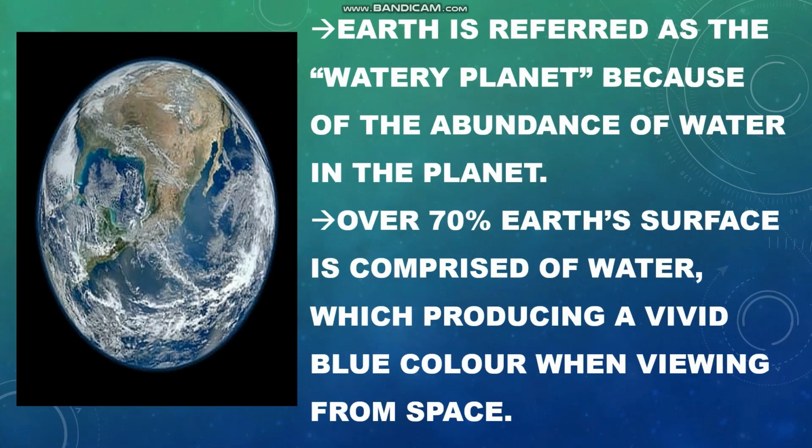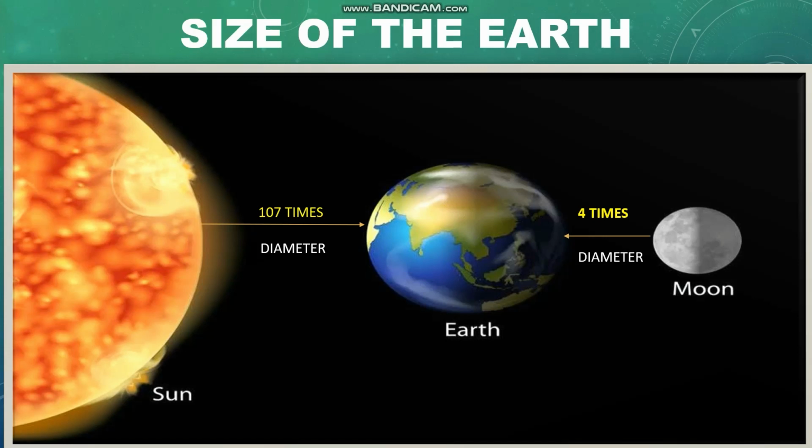Now, let's move on to the size of the Earth. You can see here in this picture, the diameter of the Earth is approximately 4 times greater than the Moon, and it is around 107 times less than that of the Sun. So, Earth is 4 times greater than the Moon, whereas compared to the Sun, it is 107 times lesser in its diameter.